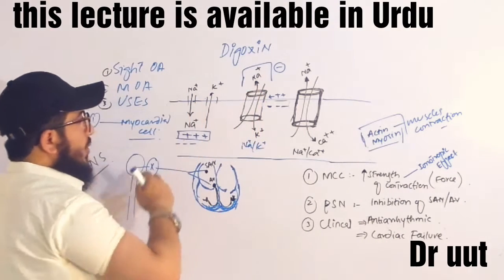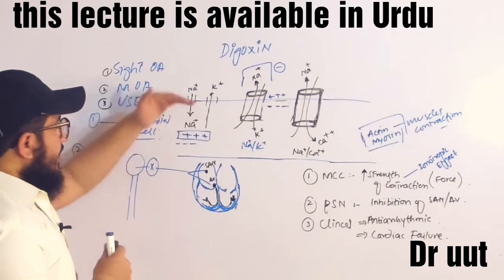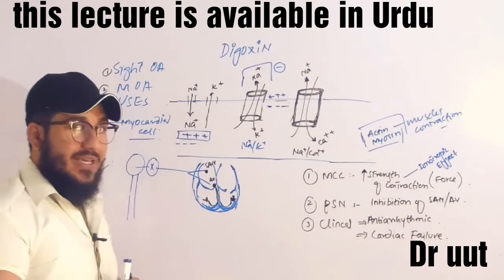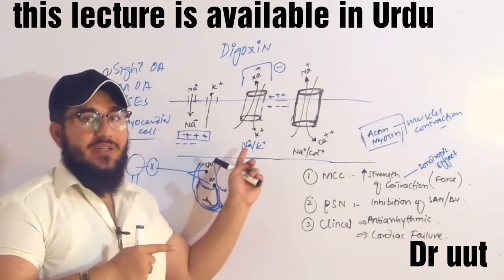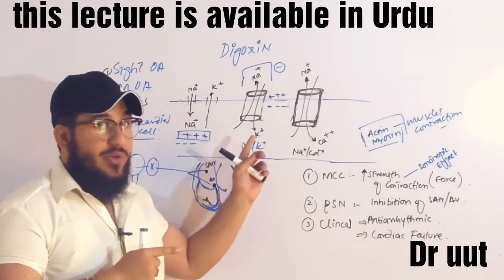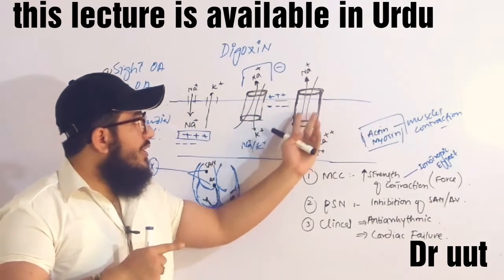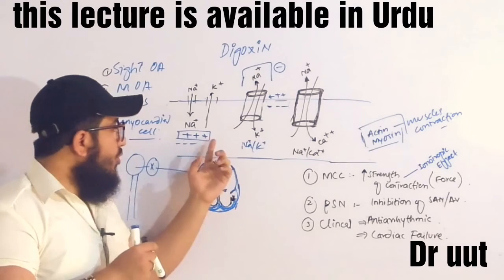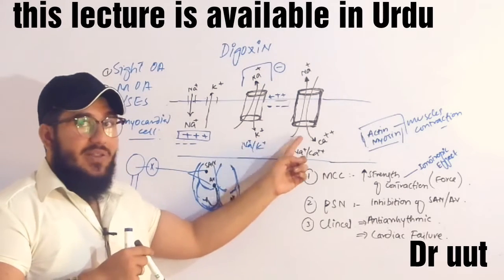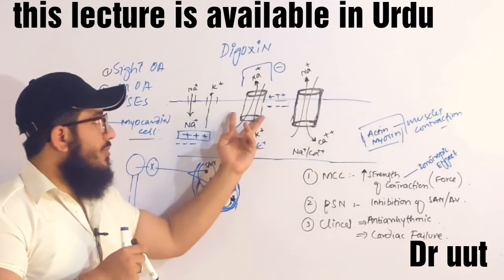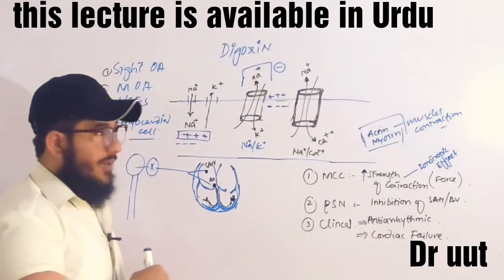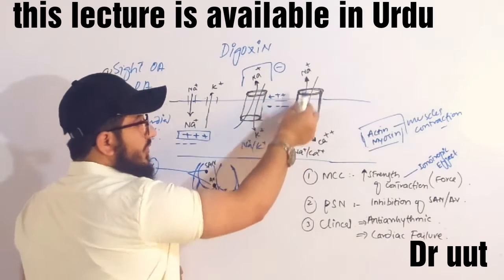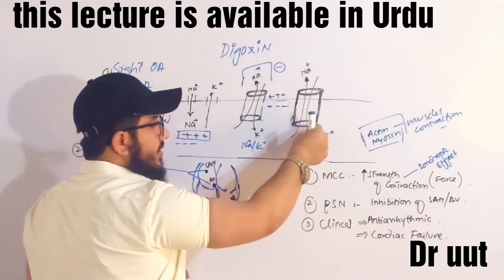What will happen when the action potential reaches? The sodium will move in and it will make the inside of the cell positive, and sodium concentration will increase here. And we know that we have another pump here known as the sodium-calcium pump. Now this sodium has just one path left, that of this pump, because the other is blocked by digoxin. This sodium will move out and the calcium will come in. Like this, the sodium will start moving out and the calcium will start moving in.